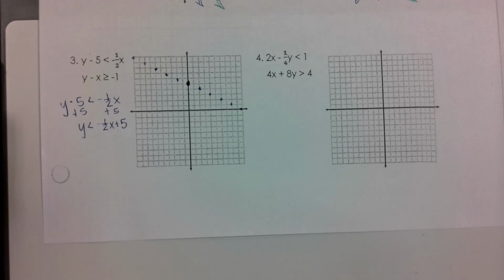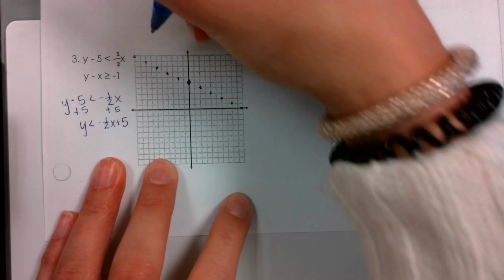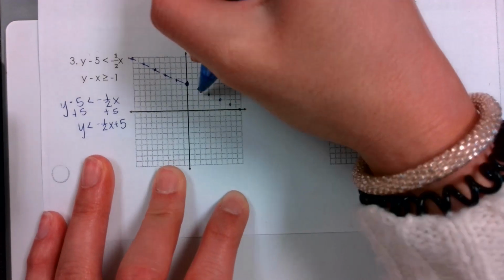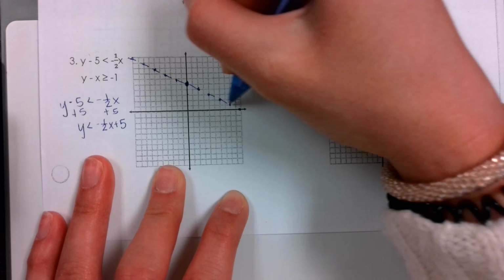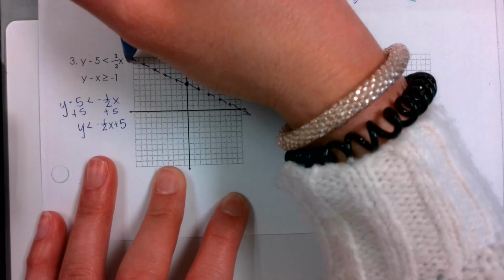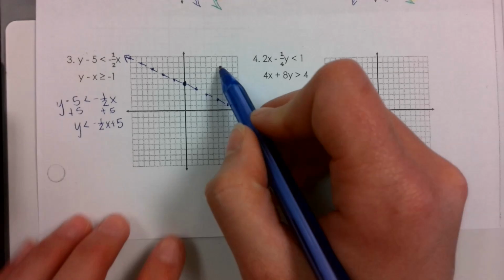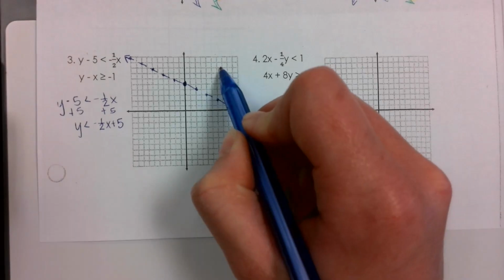Abigail, are we going to have a solid or dotted line? Dotted. And how do we know that it's dotted? No equal to there. Dotted line. Now it says y is less than. So Ethan, do we shade above or below? Below. So is this below the line? That's the direction we need to shade.